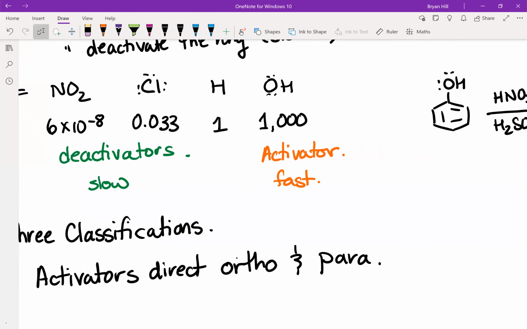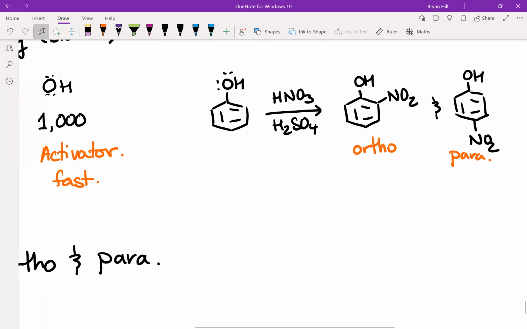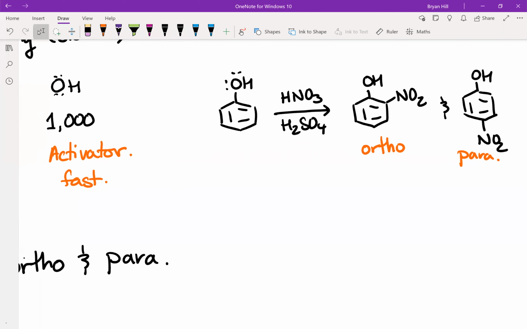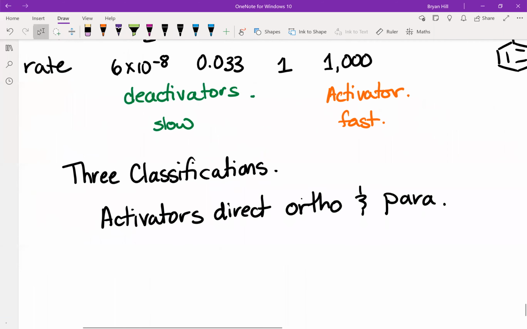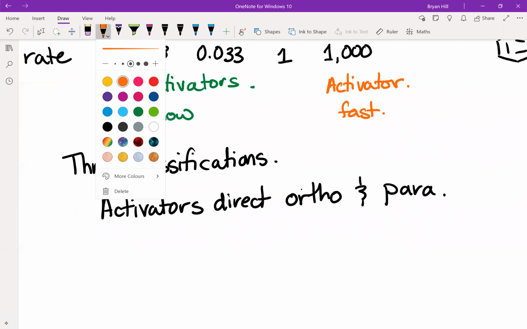So with activators, it's nice because it's always the ortho and para. I'll show you how you'll always get this right. You'll be able to always know where it's going. So that's the first class. That's number one.